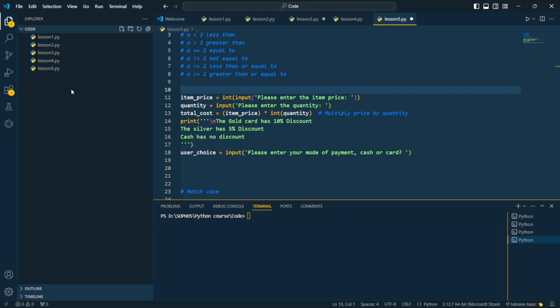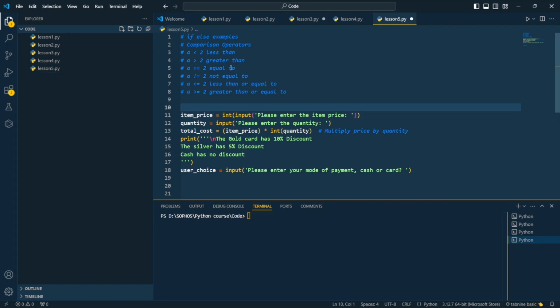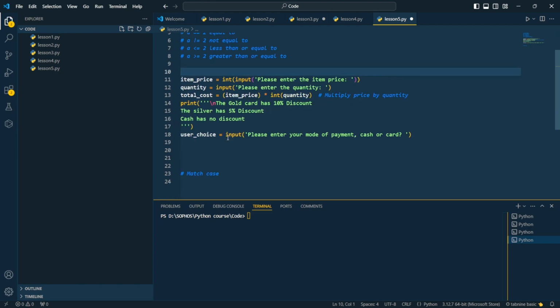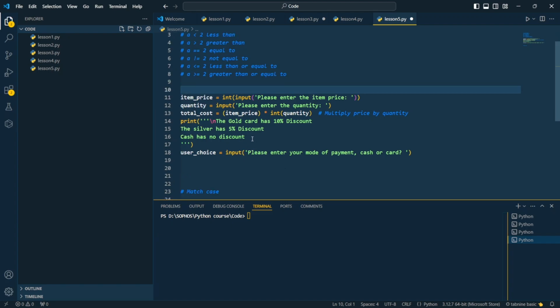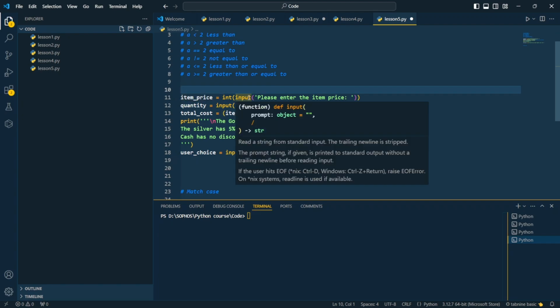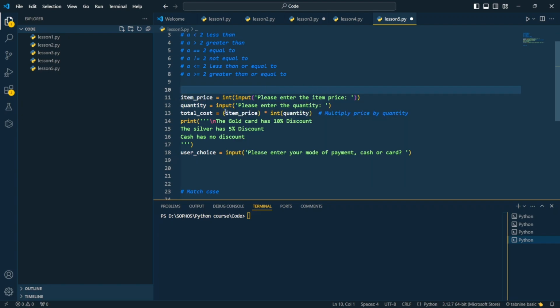So I've already made a file with the name lesson5.py, as you can see, and it has some comments, some lines of codes, and one more comment. This is basically the code from lesson number 3 with a little modification. By now, you should be able to understand these few lines of codes. For example, this line is taking an input from the user, item price.